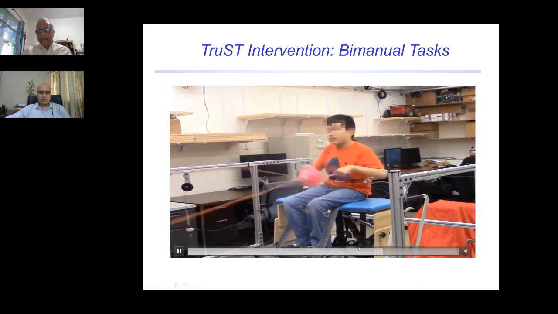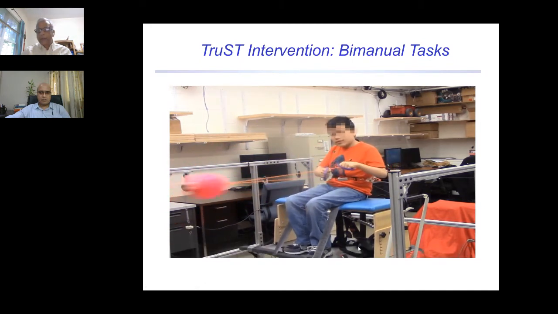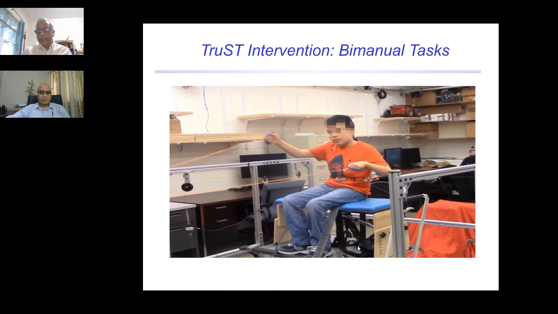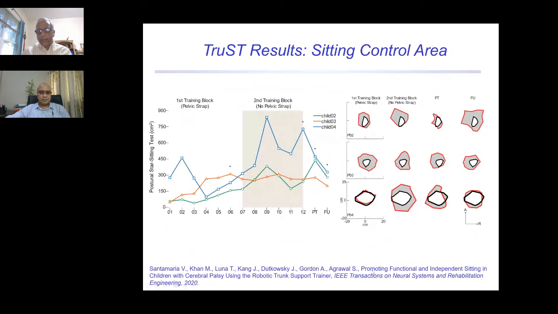So what you can see, the child actually has a lot better control of his trunk. He's able to sit upright. He's able to do these functional tasks and so forth. Okay. And so what I'm going to do, so these are some results.